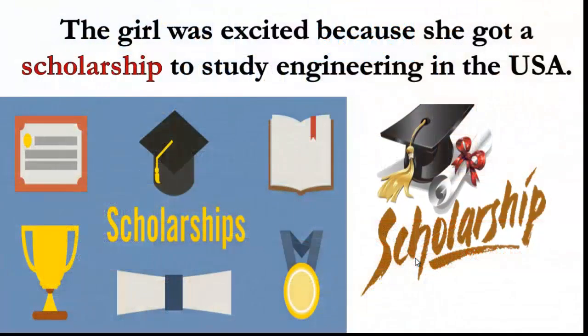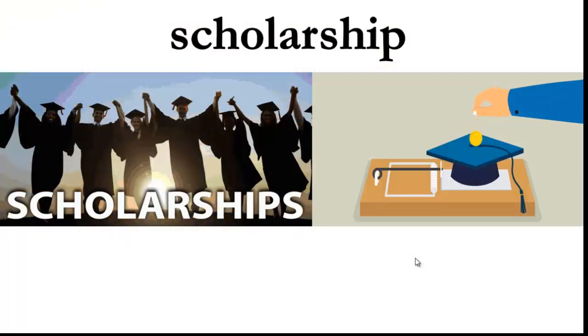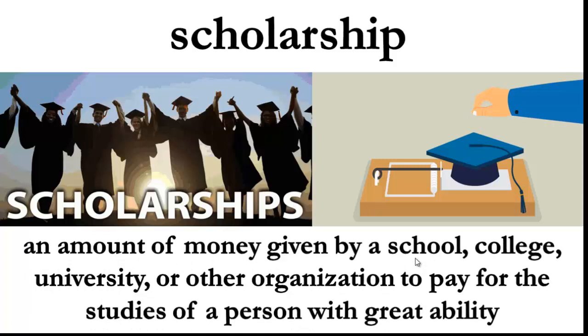Now, let's study the new vocabulary words in our lesson today before we start the reading skill. The girl was excited because she got a scholarship to study engineering in the USA. So, the first vocab word in our lesson is scholarship. So, what do you mean by scholarship? Scholarship is an amount of money given by a school, college, university, or other organization to pay for the studies of a person with a great ability.